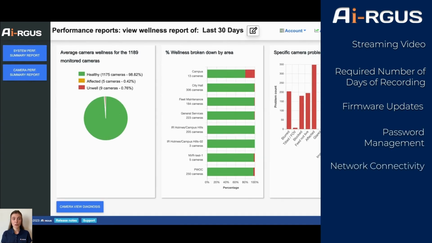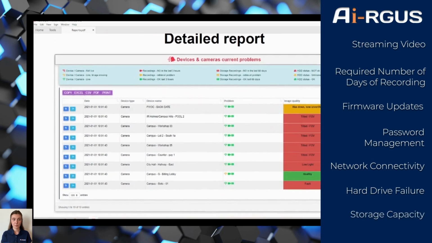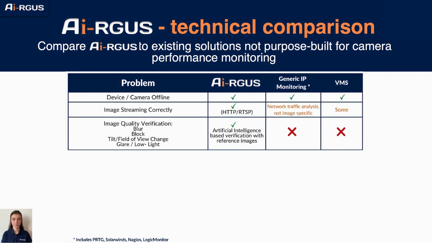So, we want to show you how Ai-RGUS measures up compared to other solutions that were not purpose-built for camera systems. In this table, we show Ai-RGUS, generic IP monitoring software, and the functionality from representative VMSs, and the information they provide for each type of problem. You'll notice that we all are able to tell you which devices are up or down. However, this comes with a couple of caveats.